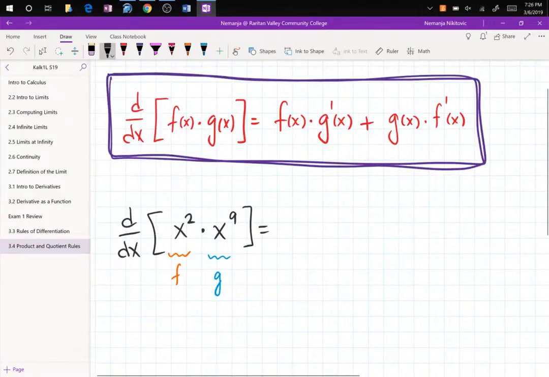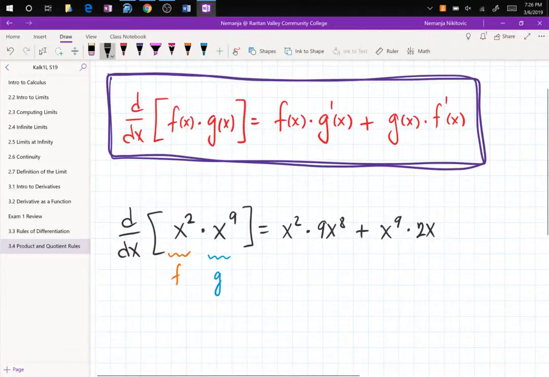So copy the first, that's x squared, times the derivative of the second, which is 9x to the 8. Then we have our plus. Copy the second, which is x to the 9, times the derivative of the first, which would be 2x. Do we all agree on that? Good.